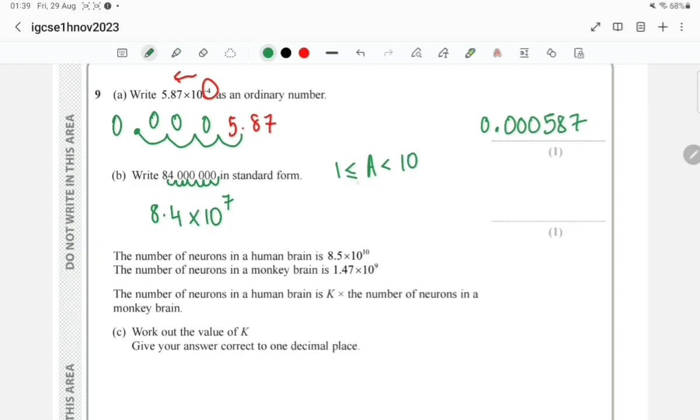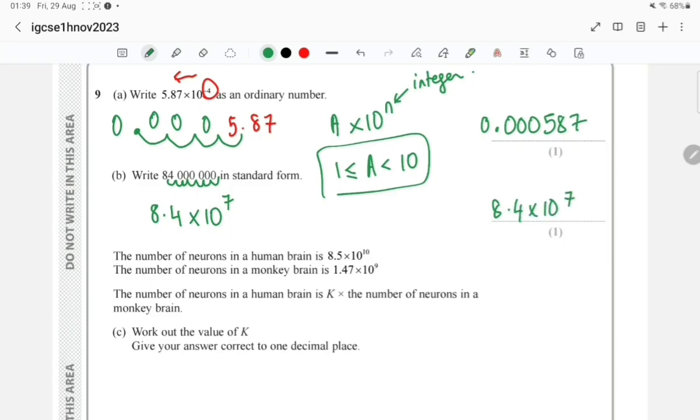Now, standard form format. This is my standard form format. If I have A times 10 to the power of n, then my A should lie in between 1 and 10, and my n is an integer. So this would be 8.4 times 10 to the power of 7.